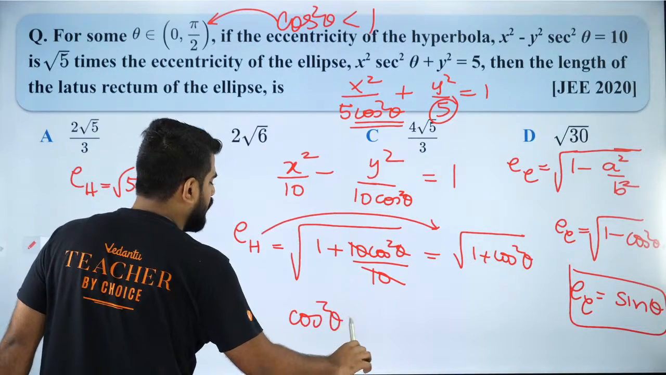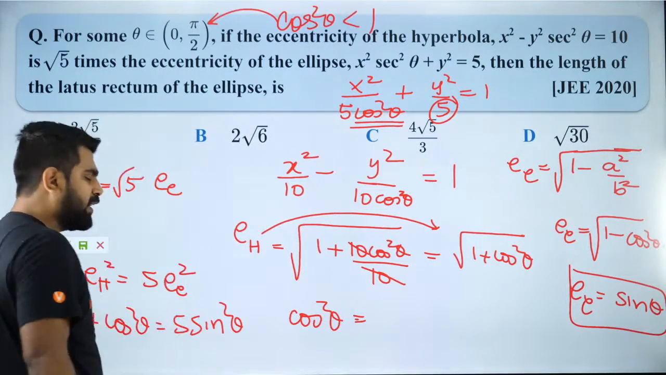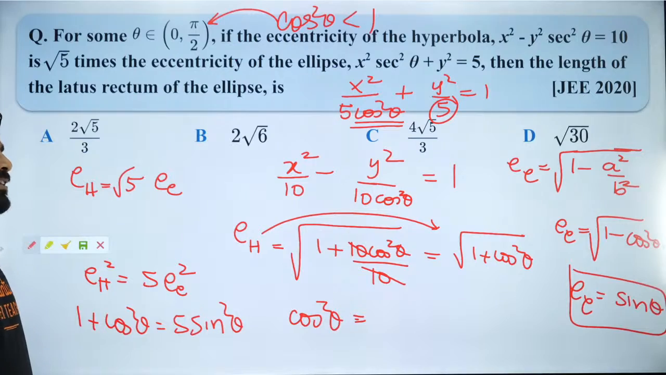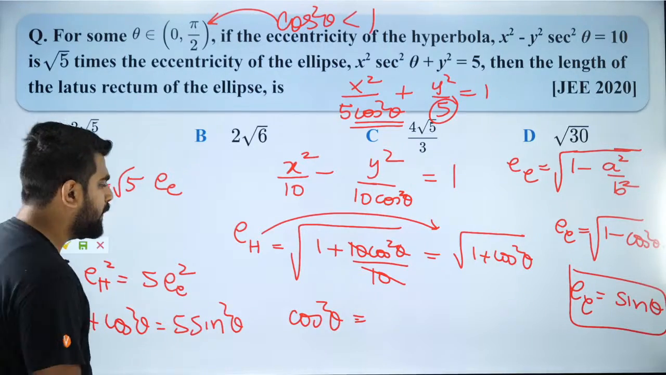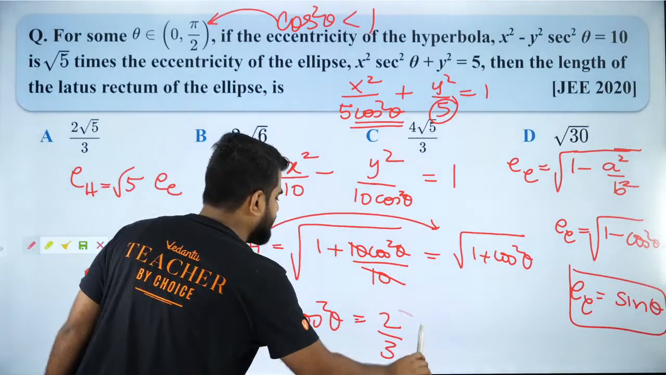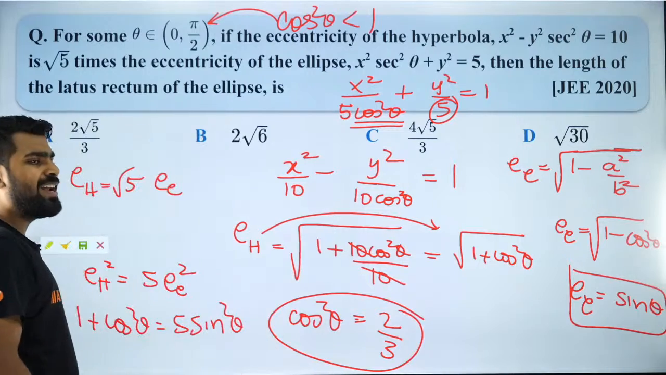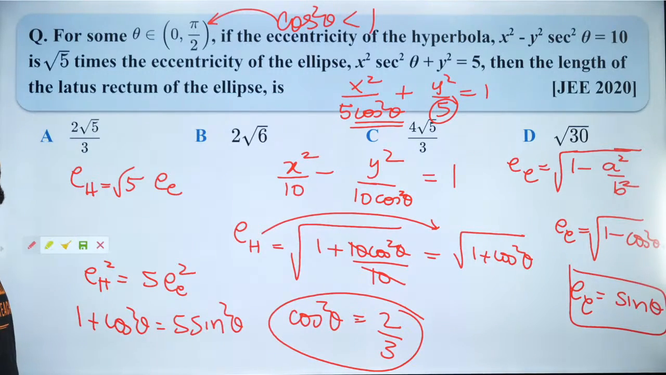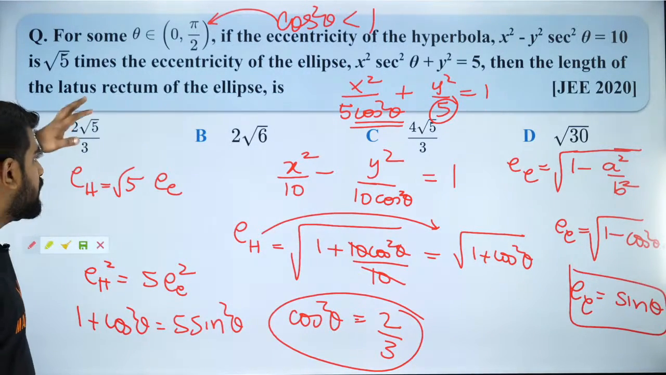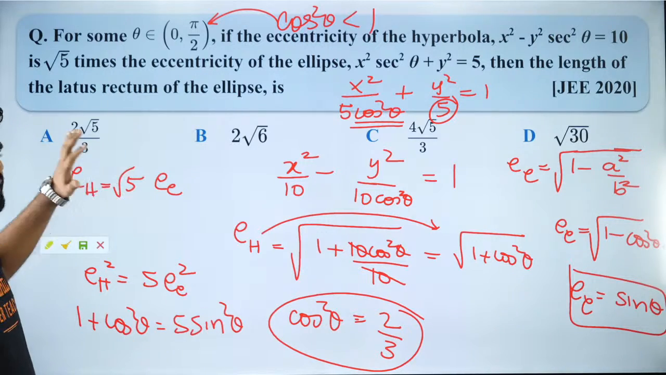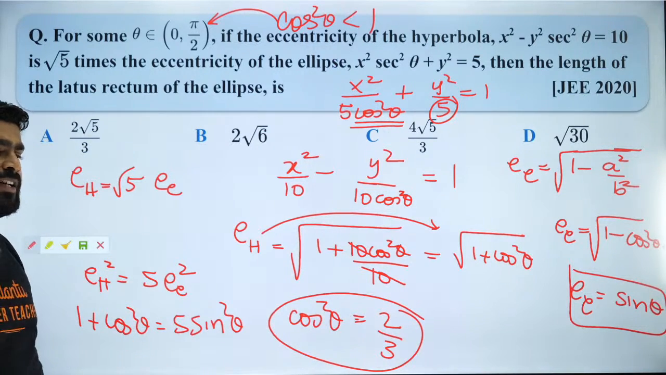Can you guys tell me what will be cos square theta? Everybody? What will be cos square theta? It will be 2 by 3. Did you all get that? So cos square theta is 2 by 3, and that is what I have obtained from solving over here. Till here, did everybody understand?